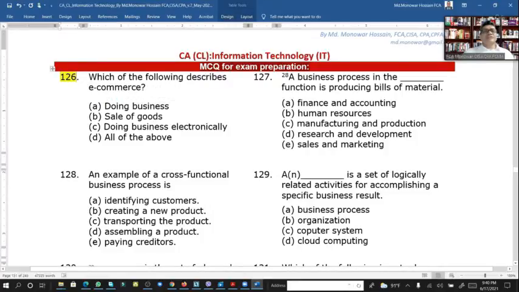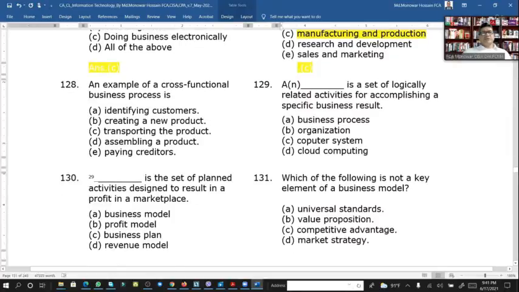Which of the following describes e-commerce? Doing business, sale of goods, doing business electronically. What would be the answer? C maybe, sir. Yes, you are right. Doing business electronically. A business process in the dash function is producing bills of material. Which business function produces bills of material? It is manufacturing and production.